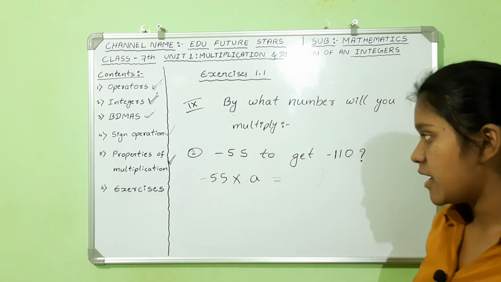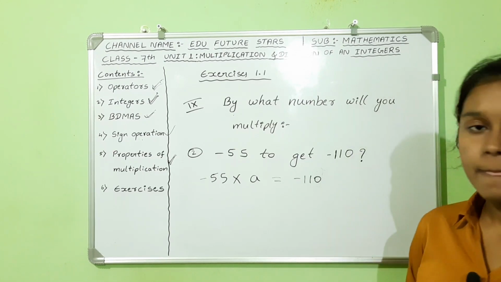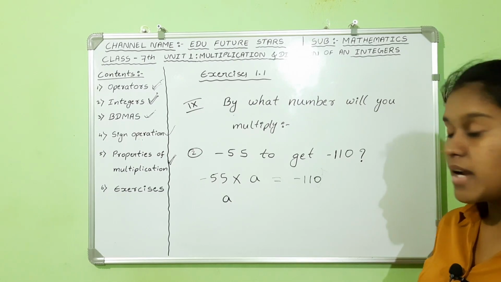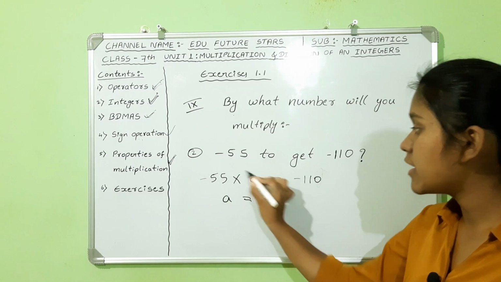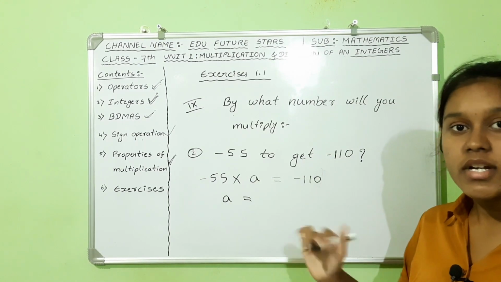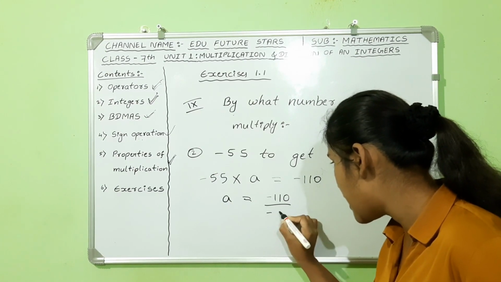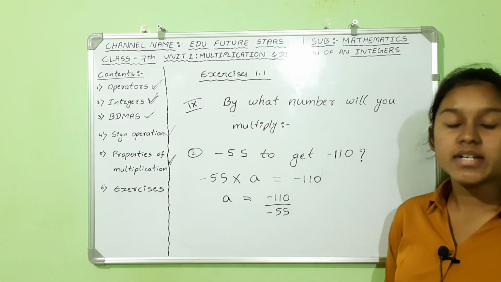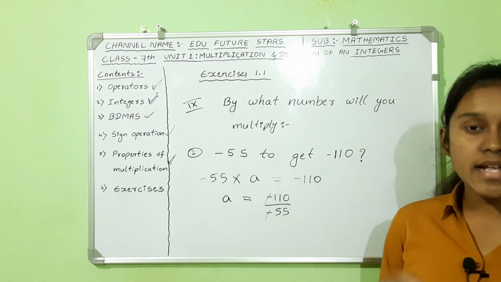55 minus 55 into A, we will get minus 110, right? Now we have to find the A value. Keep A on the left hand side, take the minus 55 to the right hand side. These two are in the multiplication stage, that's why when it goes to the right hand side, it will go to the denominator. Minus 110 division minus 55, correct?